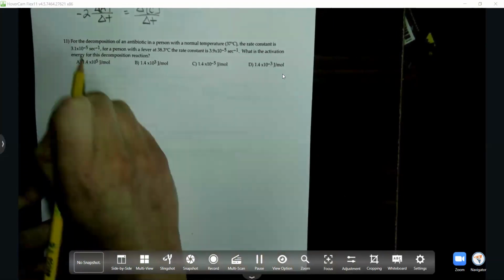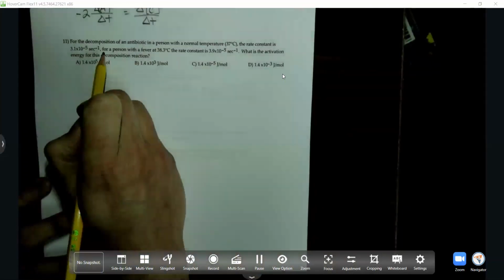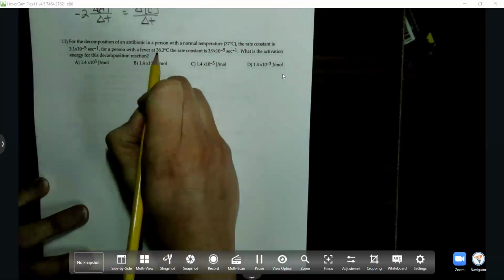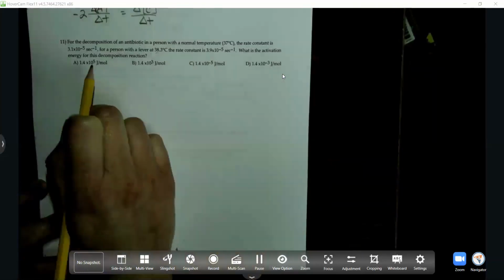All right, the decomposition of an antibiotic in a person with a normal temperature of 37 degrees C gives you the rate constant. For a person with a fever at 38.3 degrees C, it gives you the rate constant. What is the activation energy for this decomposition reaction?